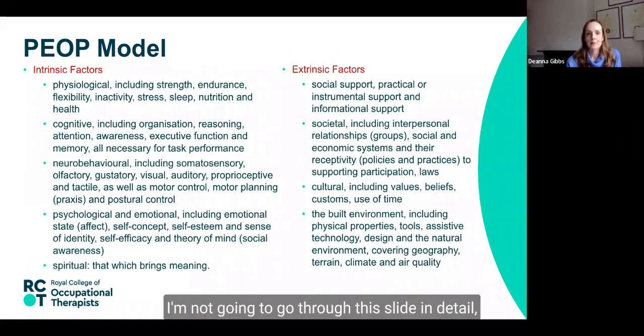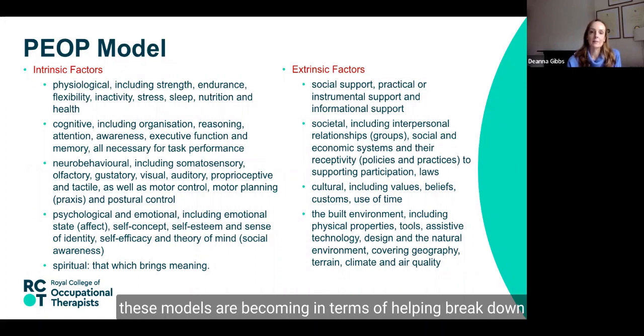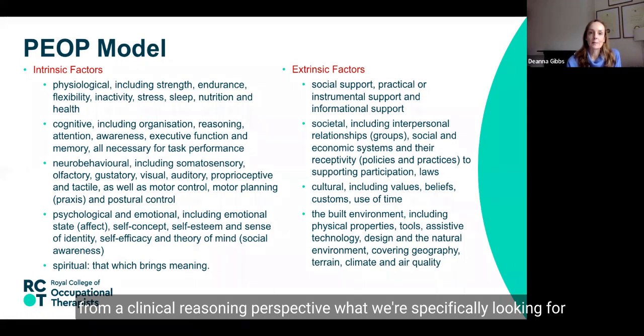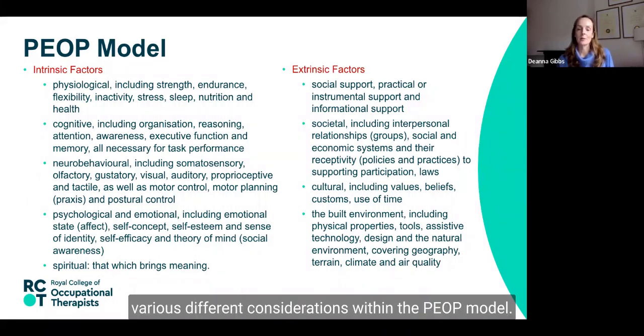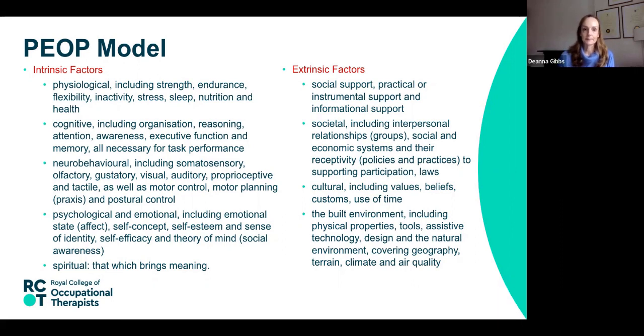I'm not going to go through this slide in detail, but just as an indicator of how detailed some of these models are becoming in terms of helping break down from a clinical reasoning perspective what we're specifically looking for in terms of person and environmental factors. This gives you an example of the various different considerations within the PEOP model.